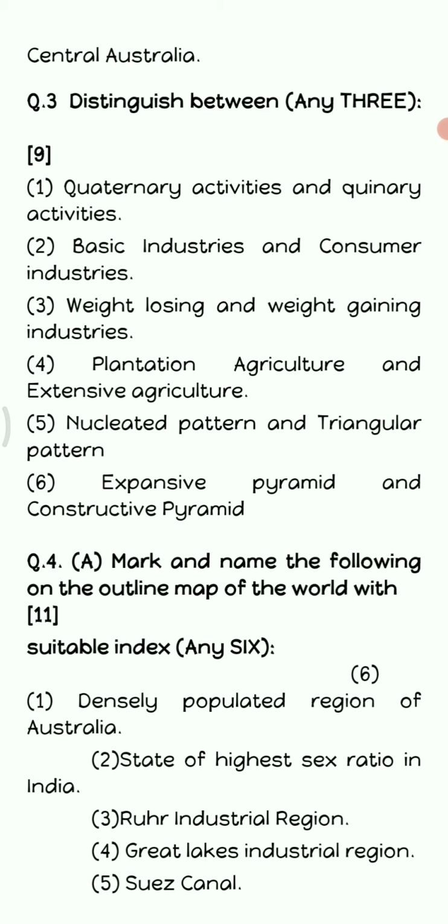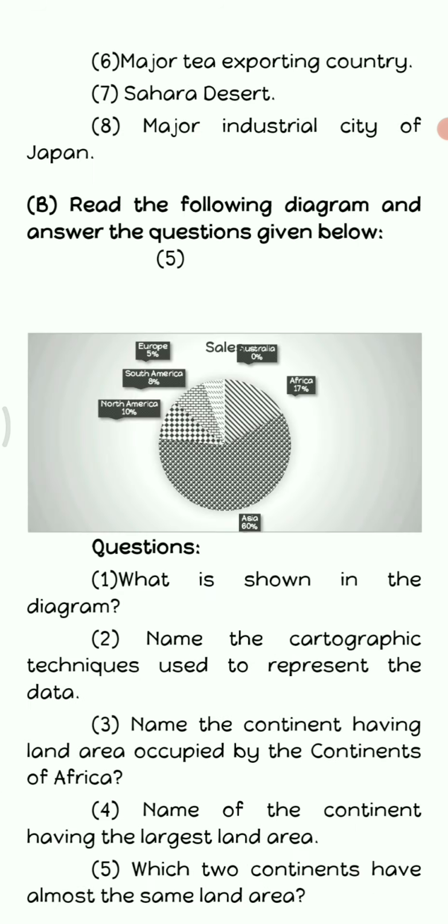Next is question number 4A. Question number 4A is totally based on the map. You can see densely populated region of Australia, highest sex ratio in India, Ruhr industrial region, Great Lakes industrial region, Suez Canal, and even the Panama Canal is asked several times. Whatever questions there are in this question paper regarding the map, I request all the students to practice this and make sure that you denote the locations very correctly.